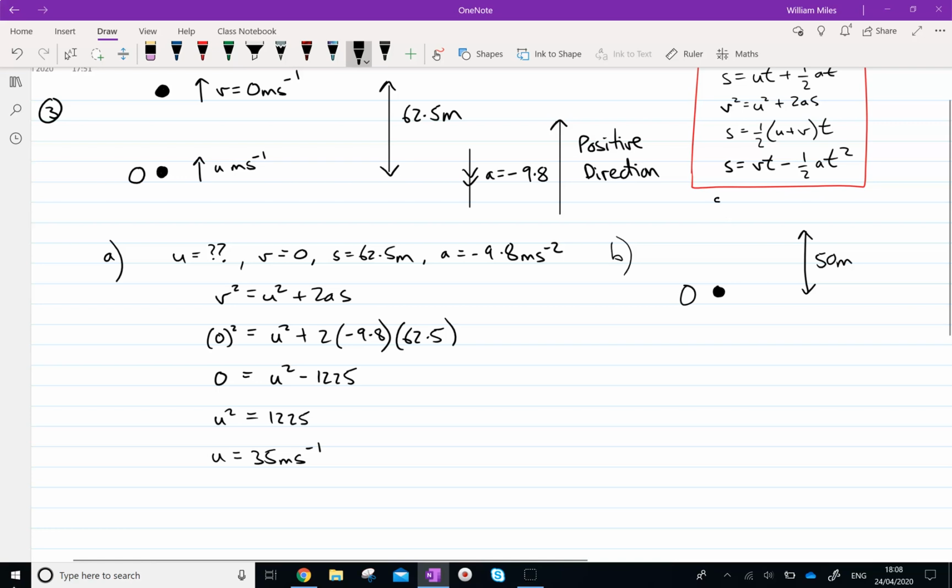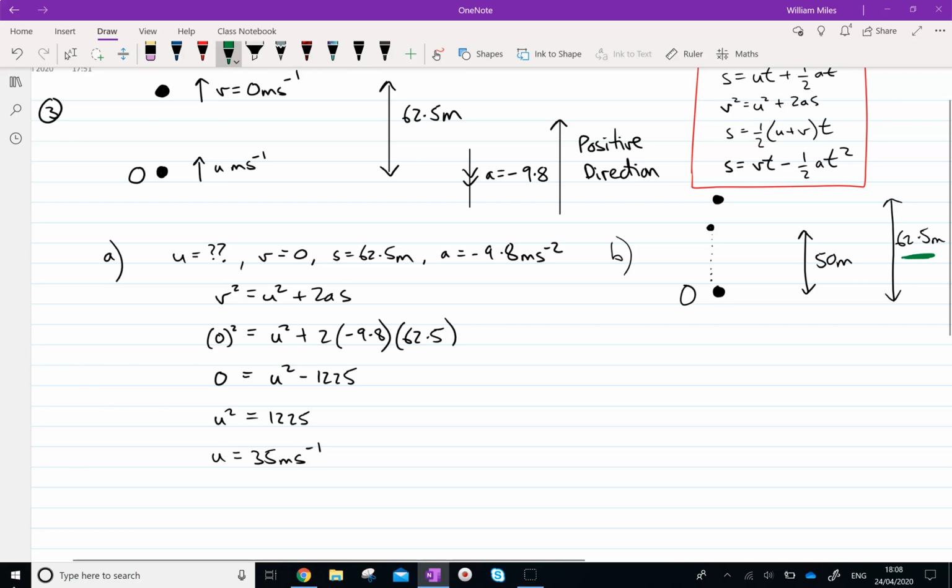Okay, so we know that it would reach 62.5 in total. And we want to know for how long it's 50 meters above O. So we're looking at the displacement being 50 meters from O. If we think about what's going to happen, the particle is going to travel upwards. At some stage, it's going to get to the point where it is 50 meters above O. It's then going to go a little bit higher because we know that it gets to 62.5 meters above O.